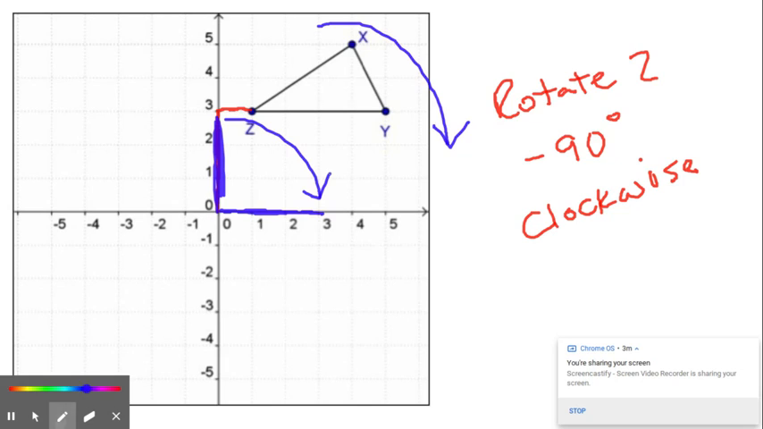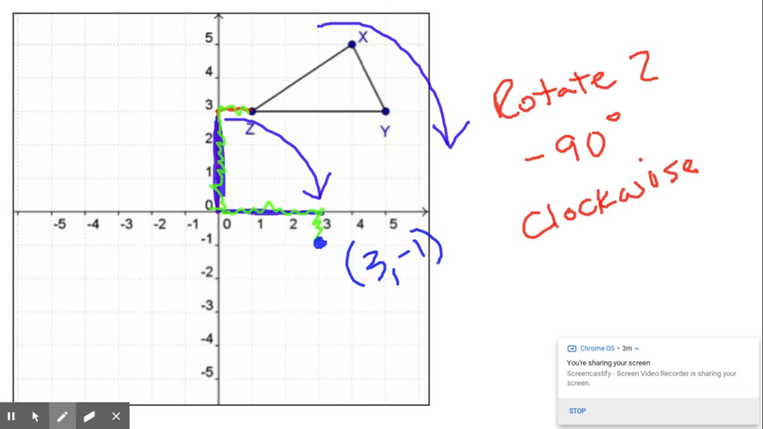So if I'm in my map walking, I'll go a different color here. I have to turn to the right to get to Z. So if I'm walking, I have to turn to the right to get to my brand new point. And my brand new point would be right here at 3, negative 1. So that is rotating Z negative 90 degrees, which happens to be clockwise. Well, let's try another one.